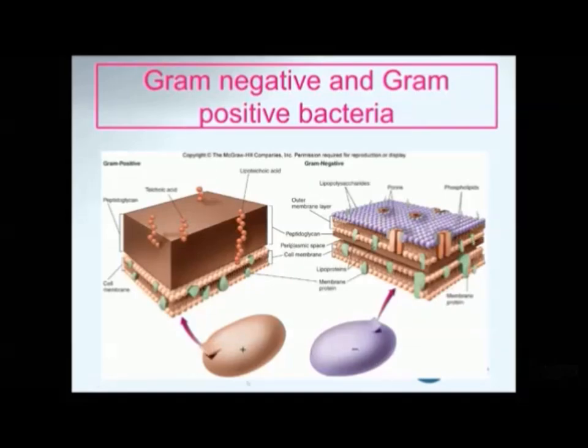Now, if they do take up the stain, they take on a purply colour because that's the colour of the stain. This diagram here is showing you why the gram-positive bacteria take up the stain so readily. It's because gram-positive bacteria have this cell wall which has multiple layers of peptidoglycan, like peptides, which form this thick cell wall, and it's this component of the bacteria that absorbs the stain very readily.